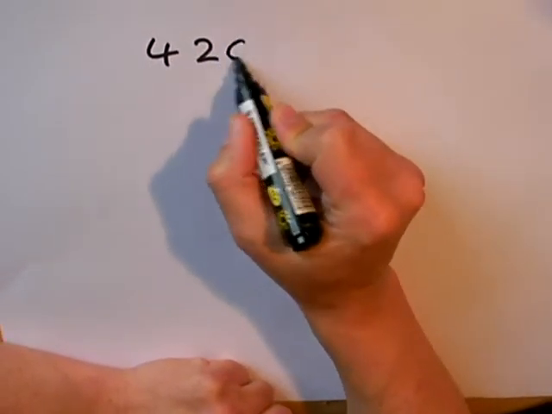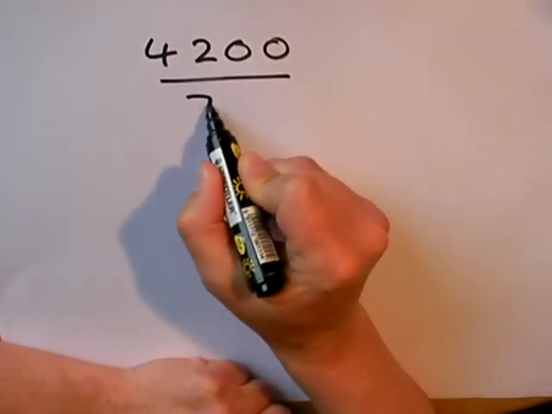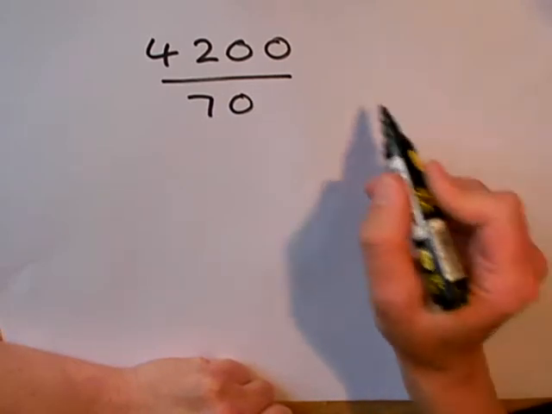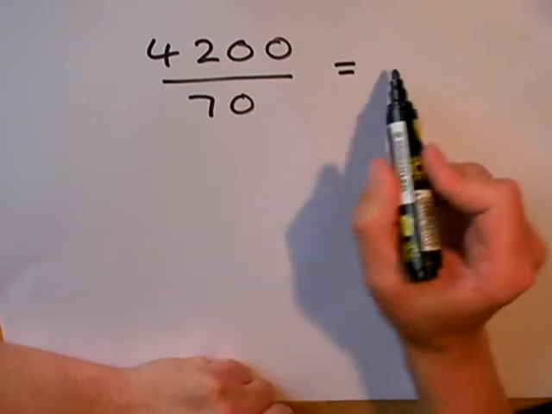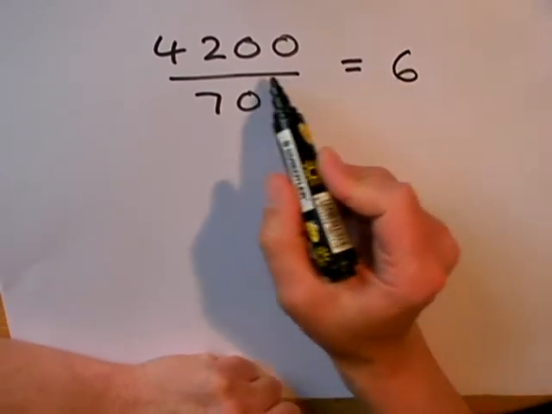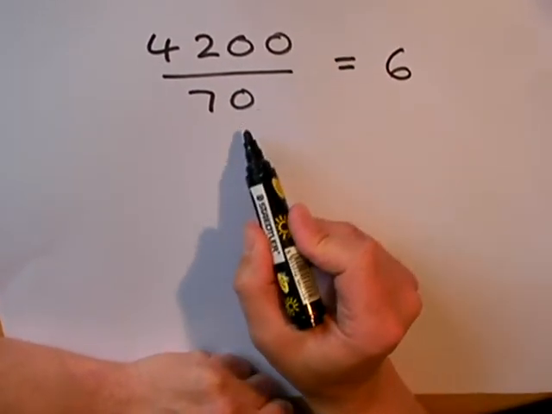This gets more complicated when you're dividing by numbers that also have zeros. In this particular case, 42 divided by 7 is 6. I have 2 zeros at the top and 1 zero at the bottom.